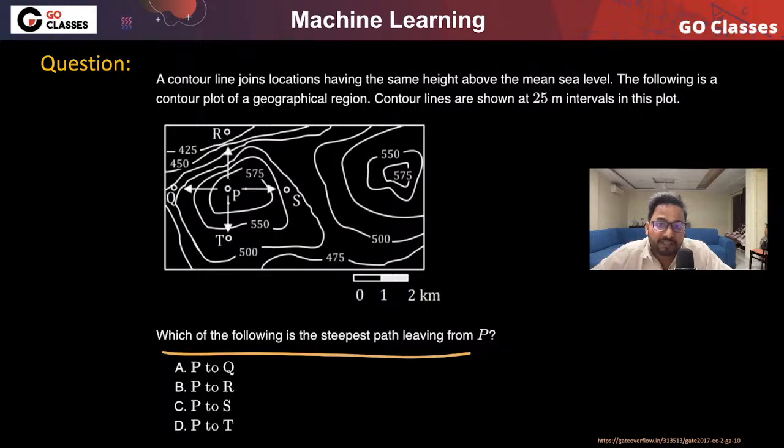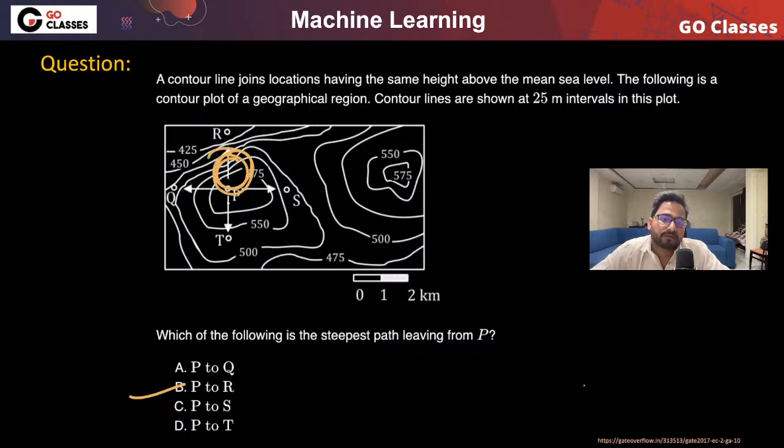Which of the following is the steepest path leaving from P? So if you are at P, which could be the steepest? Steepest means it is growing faster or decreasing faster. Steepest increasing or steepest decreasing doesn't matter, but it should be steepest. So if you are going in this direction to T, is this steepest? It is a very easy question. Basically, I think you are going to R, that is steepest, right? P to R. Why? Because here the contours are very, very close. Yes. So people have given the correct answer.